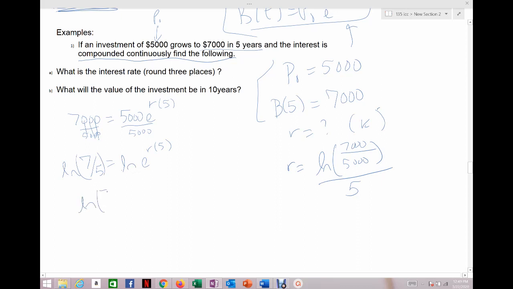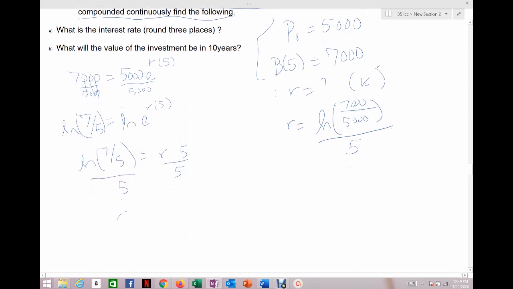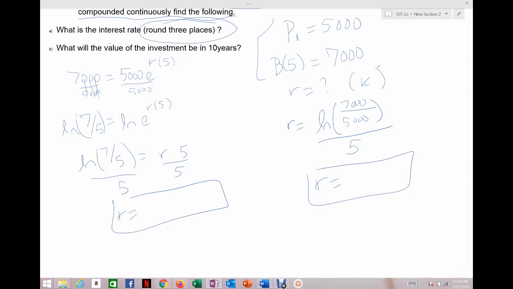And so on this side, I get the natural log of 7/5 equals my interest rate times 5, divide by my 5, and that will give me the same interest rate as this value. All right, so both of these should come out exactly the same. When you do that, round to 3 decimal places. You've got to remember how, because if you round differently than what they say, your answers will be significantly off. You'll have a rounding error, and you don't want rounding error.